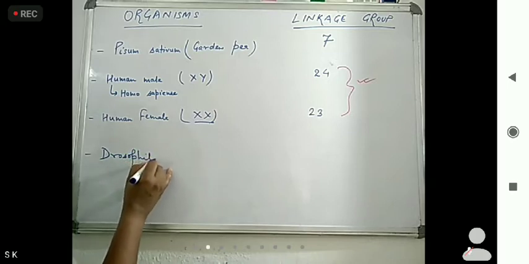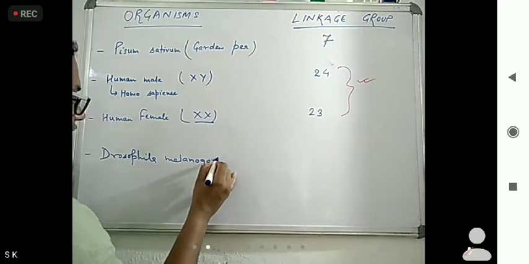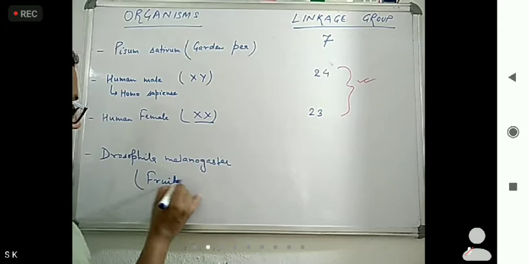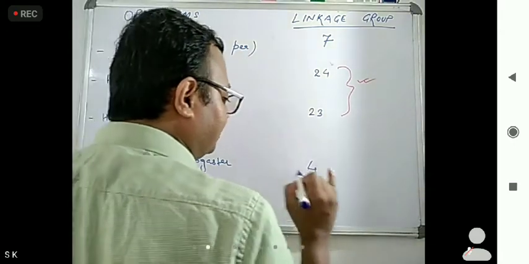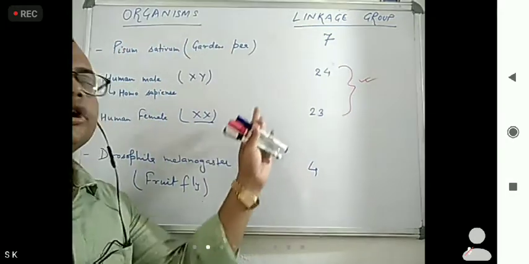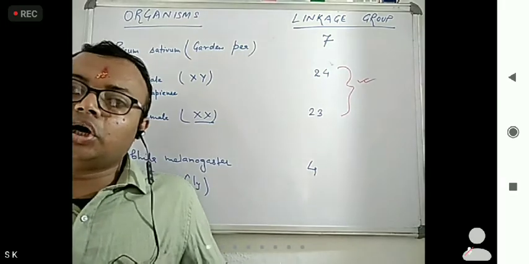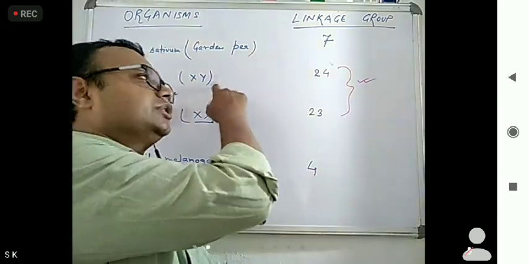Drosophila melanogaster, that is fruit fly. Fruit fly. So here what are they having? 4. Okay. Now these 3 or 4 linkage groups you have to remember for the organisms from which questions are asked. Mainly I have seen the question on human male.